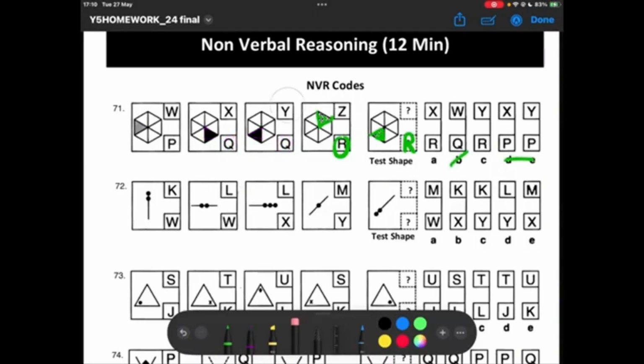Now we can go back to the first letter again. Because they're all different, you've got to see what's different in the pattern of all the boxes. The thing that's different between each box is the position of the shaded or patterned triangle. In the test shape, it's here, and that's in the same position as the one here. And the first letter here is a Y, so the first letter here will also be a Y. So YR, so the answer is C.